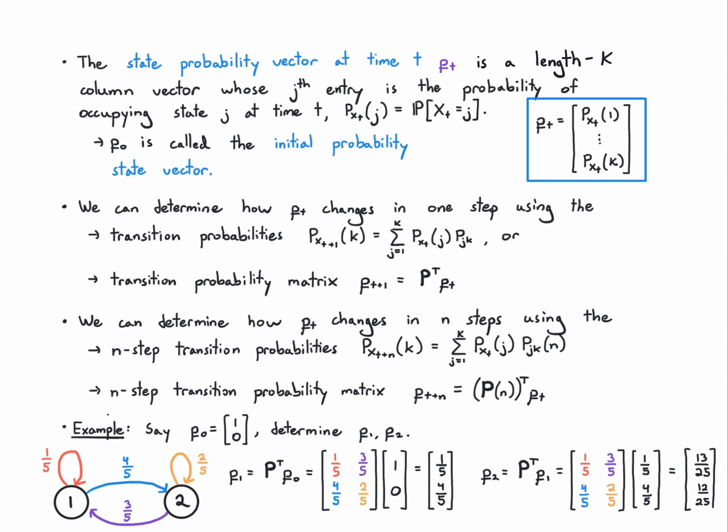Okay, and notice that all of the entries in the state vector have to add up to 1 because it's the probability of living in any one of the k states. To close out, let's do one more example.